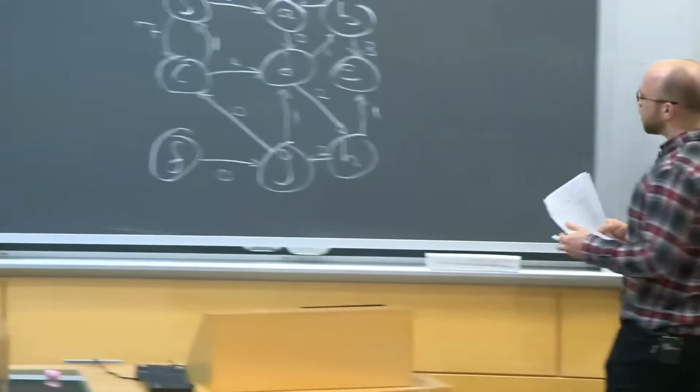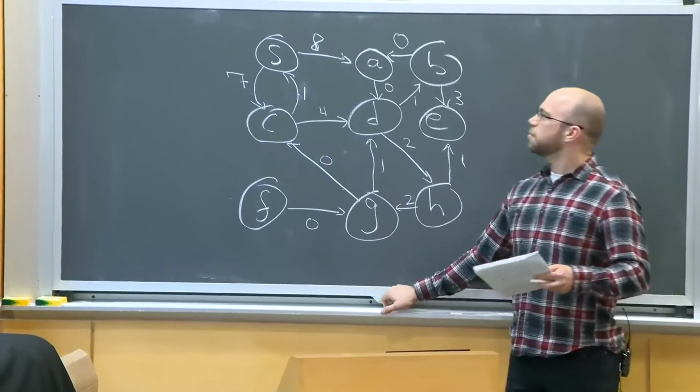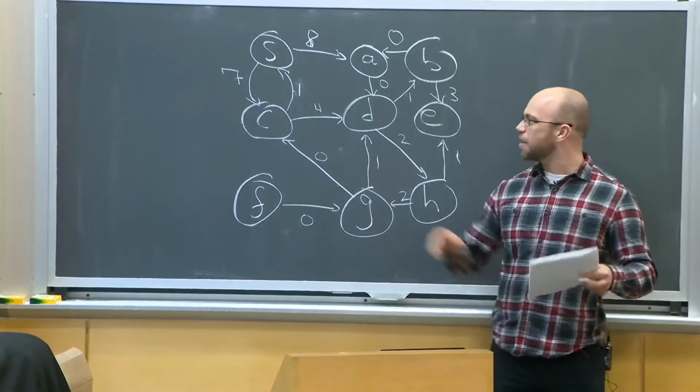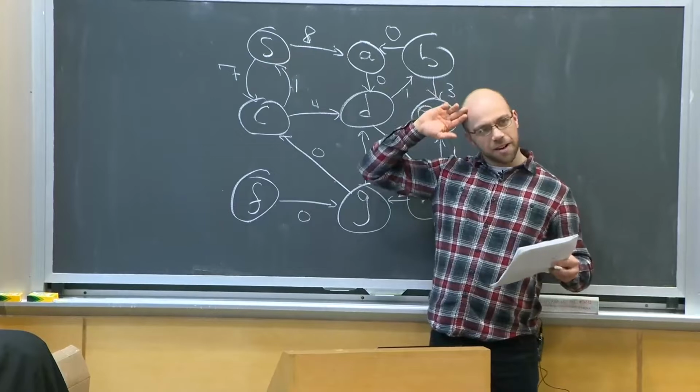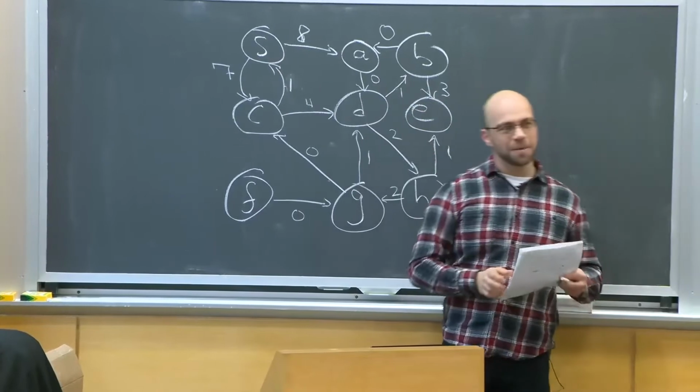Right, so our first task here is to compute the single source shortest path from S to everything else in our graph. Initially, this looks painful, but it's not.